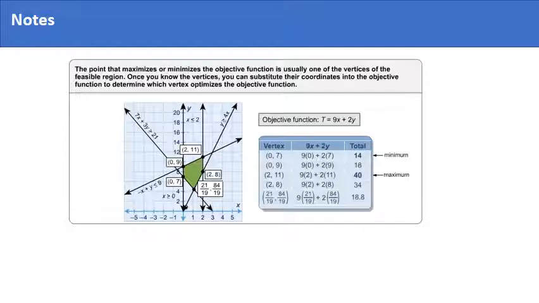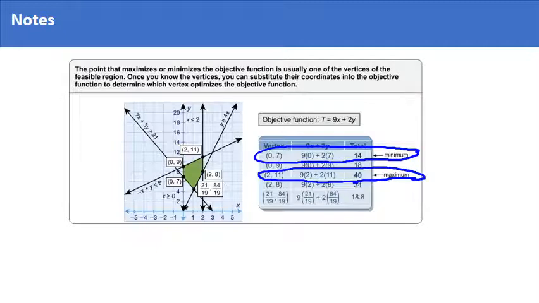So after you plug them into the objective function, you're going to get a minimum value and a maximum value. So depending on what the problem is asking for, if it's asking for the minimum value, then you would say you have a minimum of 14 at this point. Now if it's asking for the maximum, you would say we have a maximum of 40 at the point (2, 1, 1).